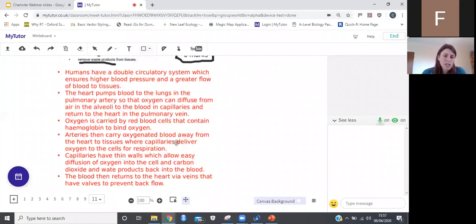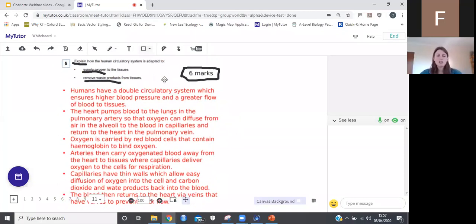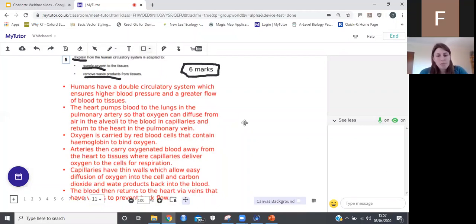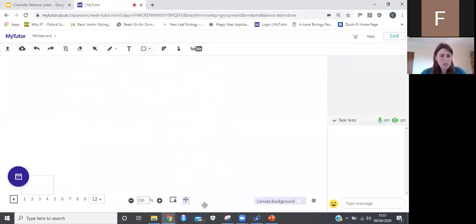Okay, so that's 6 points there. And each time, we've tried to suggest how the circulatory system is adapted for its particular function, supplying oxygen to the tissues and removing waste products from the tissues. Okay, that's 6 marks there. And then I've also got a slightly simpler question that I'll put up for you now. So let's put another one of these up.